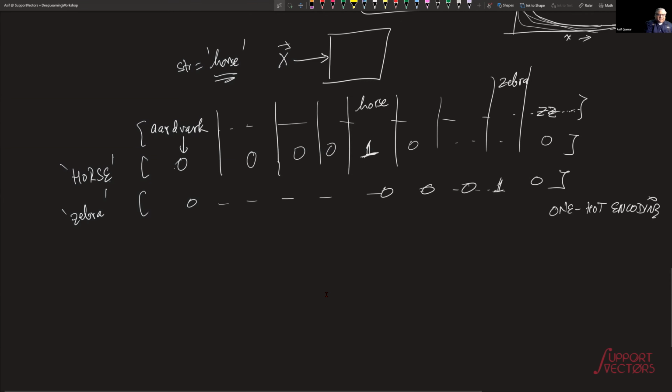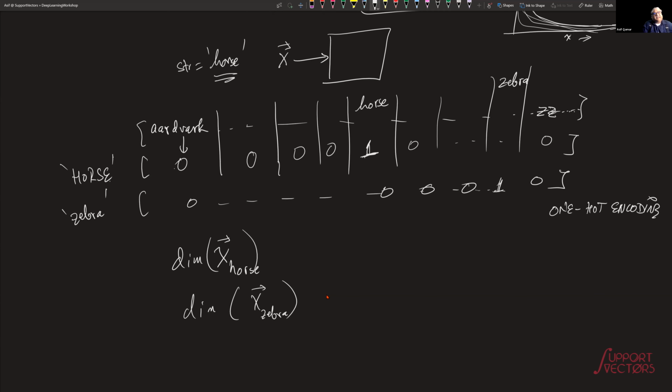The first problem is this array, this vector. Suppose I do the X vector for horse, and you ask, what is the dimensionality of it? What is the dimensionality of the X vector, or of the zebra vector? Writing it this way, you would agree that the dimensionality is the same as the number of words in the vocabulary, isn't it? Because you have to enumerate all the words in the vocabulary here and then do one-hot encoding. So guys, this is a very simple but important point. Do we agree with this?